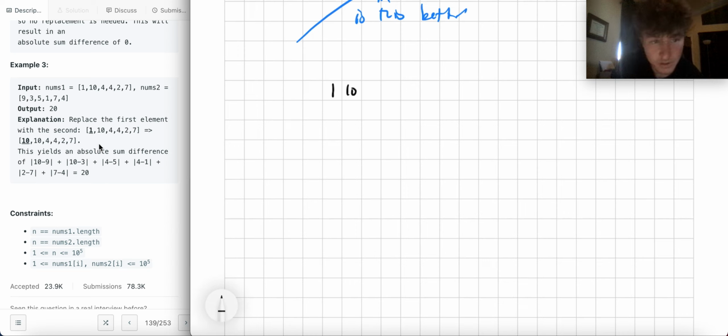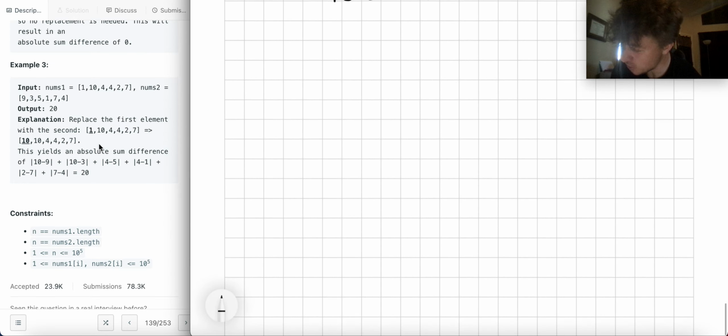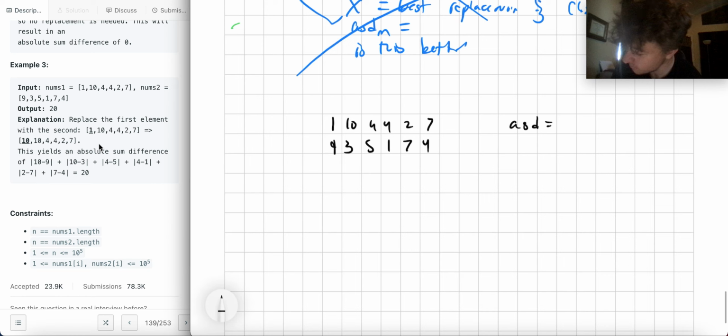1, 10, 4, 4, 2, 7. And we'll walk through this. 9, 3, 5, 1, 7, 4. Okay, we know that our ASD, what is it called again? ASD is 27 for this problem. All right, and then we'll calculate our ASD primes. Okay, we'll find our X values for each thing. And then our solution at the end will just be the best of this. So we'll keep track of that as we go.